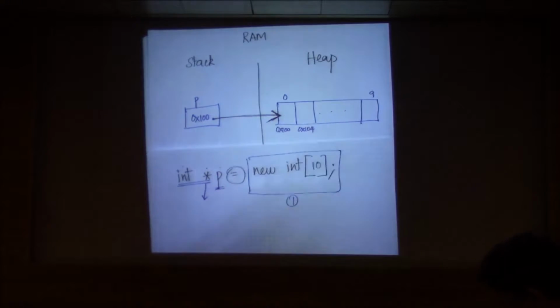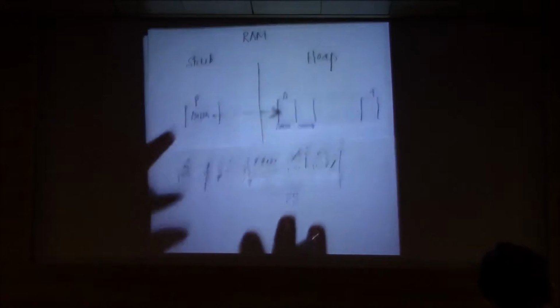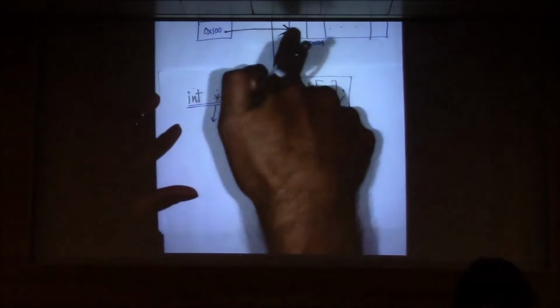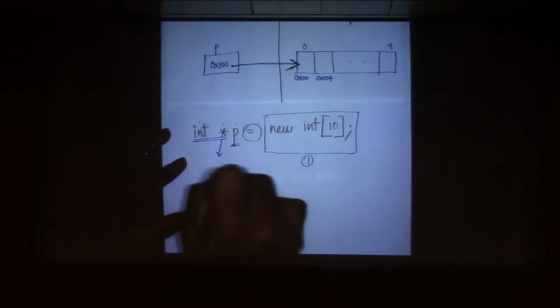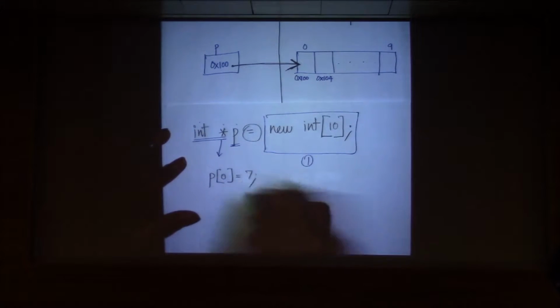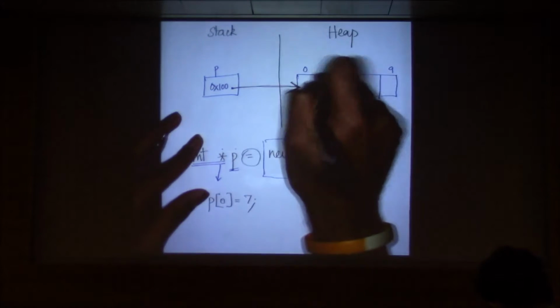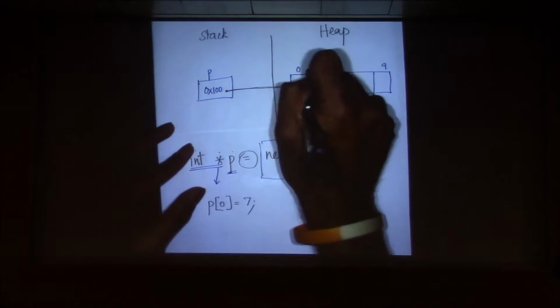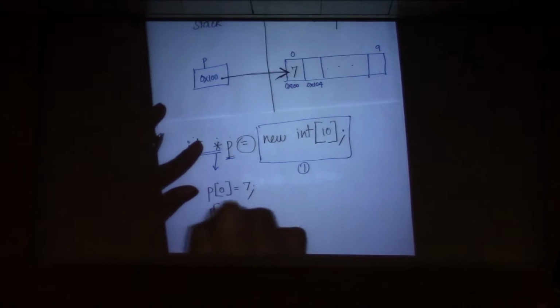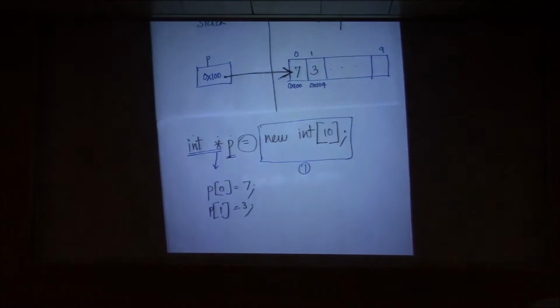Because of this, we can go and access elements by saying p of 0 equals, let's say, 7. Since p points here, you can access this entire memory as an array. So p of 0 becomes 7, then p of 1 equals 3 will make the second element in this array 3. This is how you use pointers to access memory.